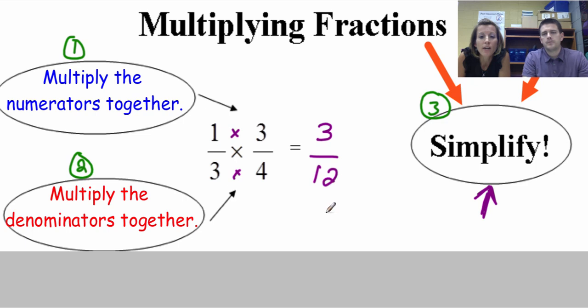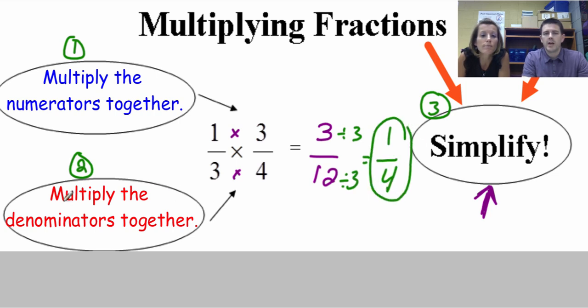Now we need to simplify 3/12 by taking the greatest common factor. In this case, 3 goes both into the numerator and the denominator, so we're going to divide top and bottom by 3. 3 divided by 3 is 1. 12 divided by 3 is 4, and our final answer is 1/4. Your answer always has to be written in simplest form when you're done.